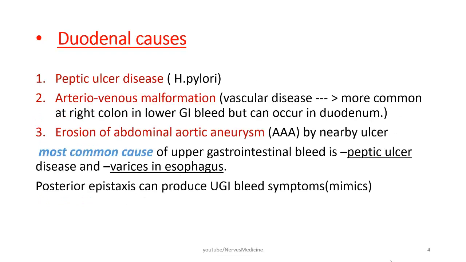Duodenal causes include peptic ulcer disease, H. pylori infection, arteriovenous malformation, a vascular disease more common in the right colon in lower GI bleed but which can occur in the duodenum, and erosion of an abdominal aortic aneurysm by a nearby ulcer. The most common causes of upper GI bleed are peptic ulcer disease and varices in the esophagus. Posterior epistaxis can mimic upper GI bleed.